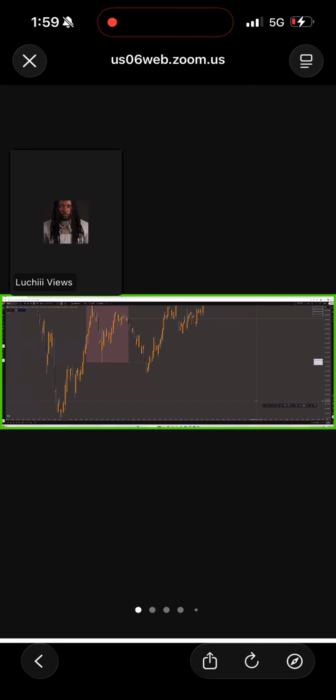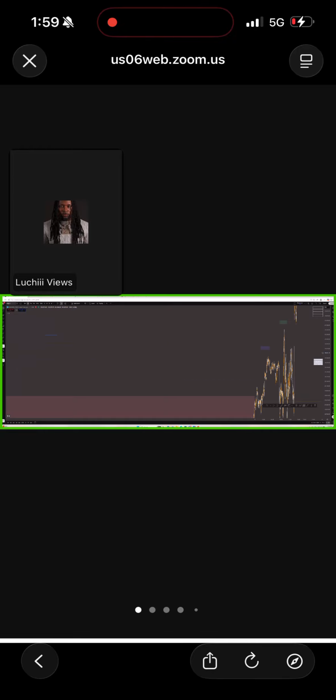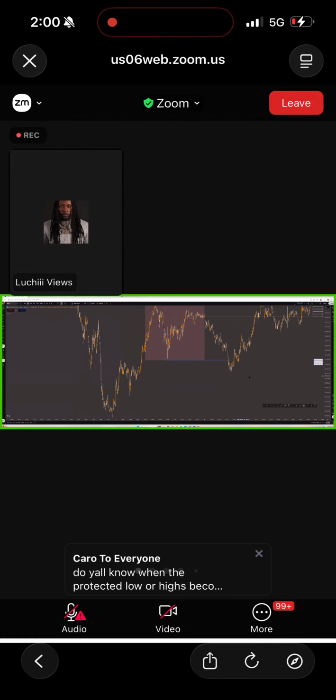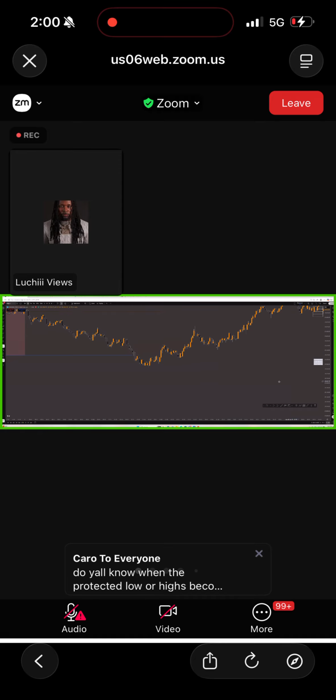So inducement can happen on any time frame, right? It could be like right here, price swept out this low, and you don't clearly see inducement there. But if you go to the 1 minute time frame, you'll be able to see inducement happening right here.